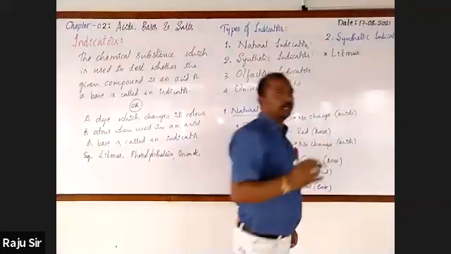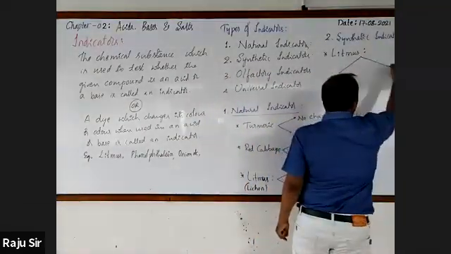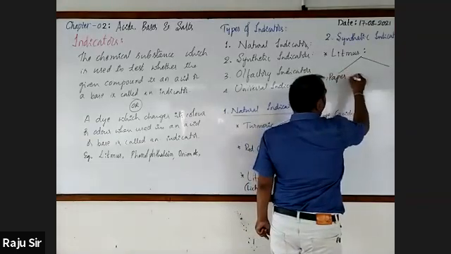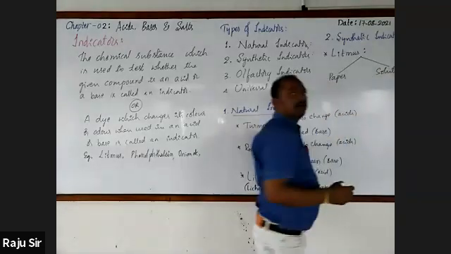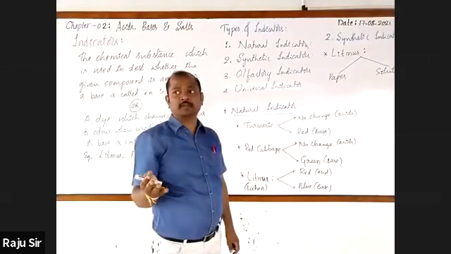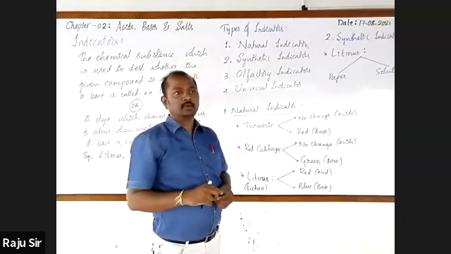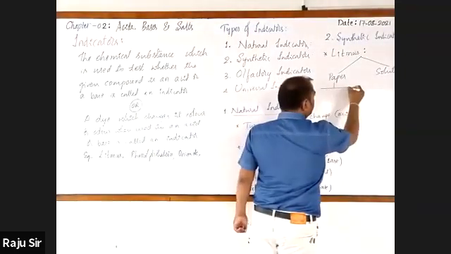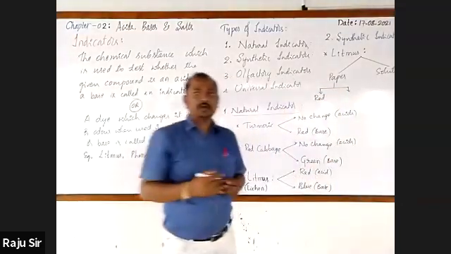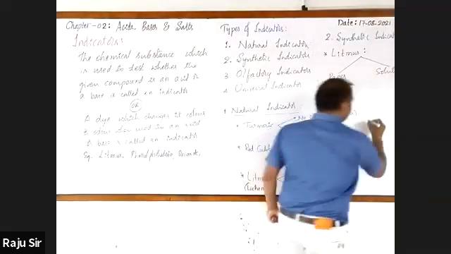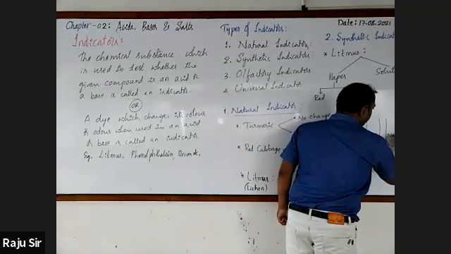Right. First one is litmus, and you all know that litmus is available in two forms. One is paper form. Second one is solution form. In the paper form, how many colors will be there? Two colors. One is red and another one is blue. Let's see the quantity. And here is NaOH.